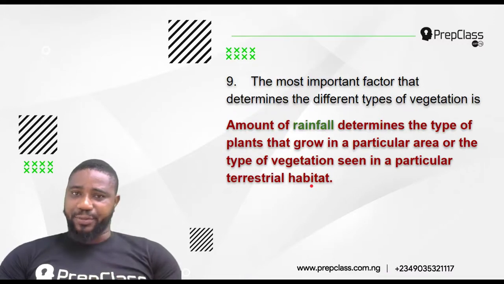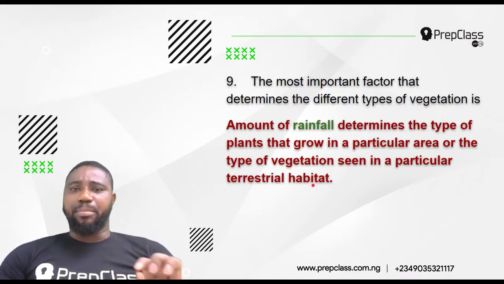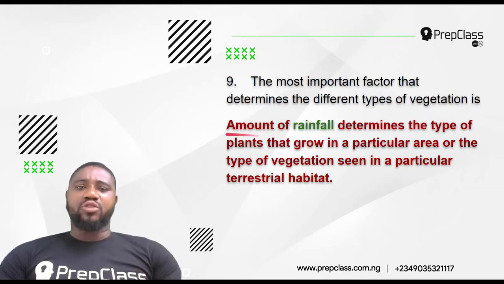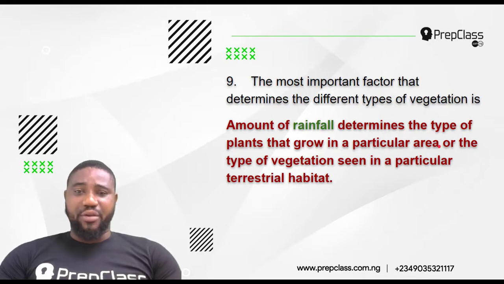Rainfall is the most important. The higher the rainfall, the denser the plant population in that particular area. So the amount of rainfall determines the type of plants that grow in a particular area, or the type of vegetation seen in a particular terrestrial habitat.